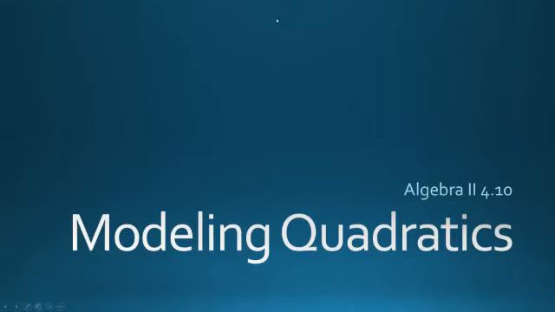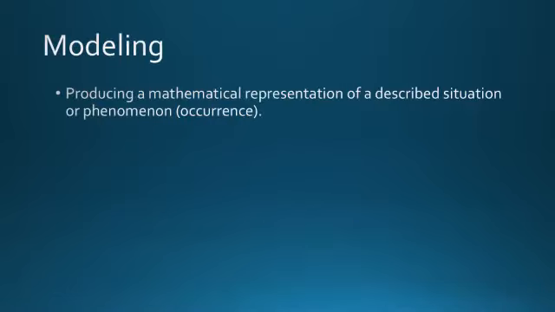Okay, here we are at the last section in Chapter 4. We will be modeling quadratics today, that is modeling with quadratic equations. Modeling is a mathematical term for producing a mathematical representation of a situation or phenomena. Phenomena just means something that happens. So really what we're doing is writing an equation for a thing.